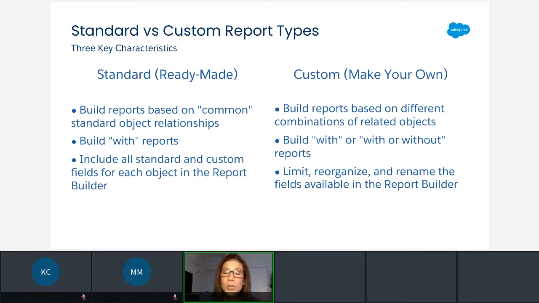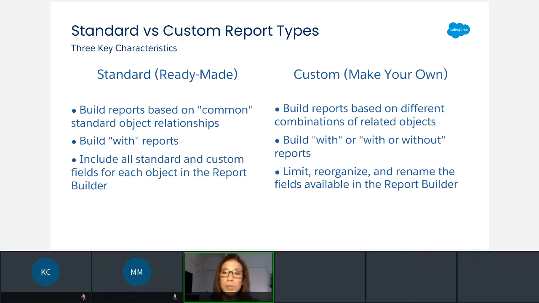So with custom report types, you set that standard for which objects you want to work with. What is the relationship among those objects? Is it a with or without report? Is it an inner join? Is it an outer join? How do you want those fields viewable in Report Builder? How should it be organized? How should they be sectioned? What fields should be available? Should it be everything or just certain fields? So with custom report types, you really get to dictate what's available to work with.